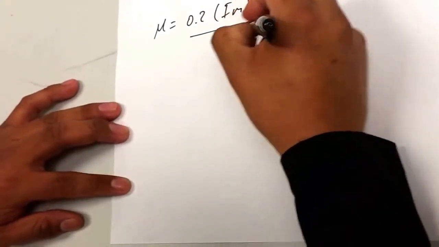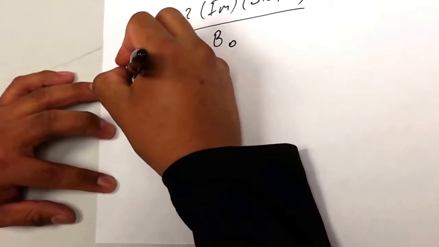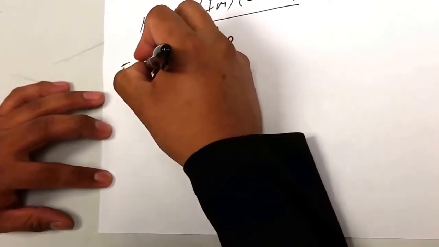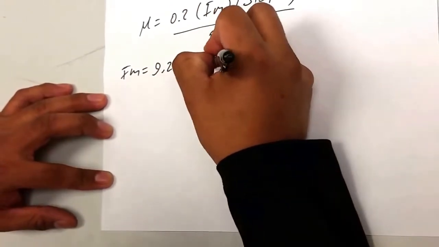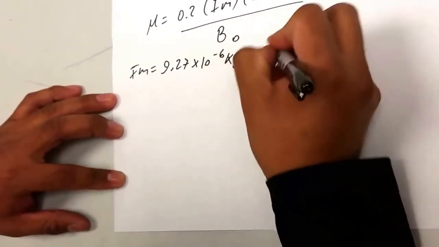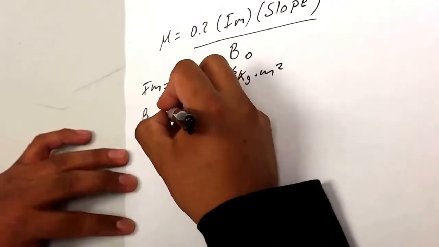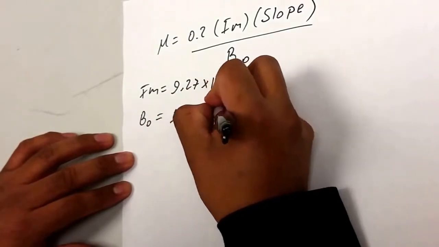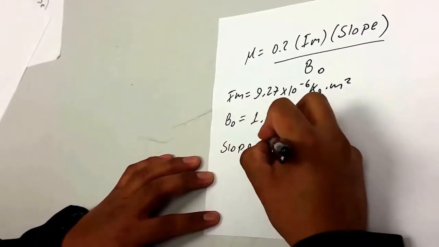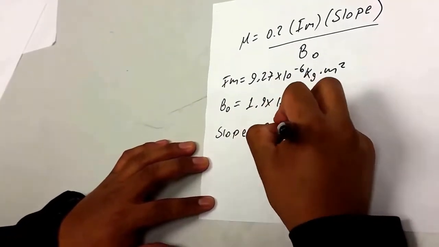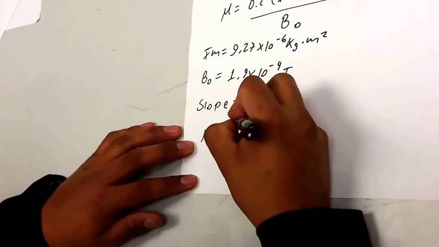Now the value for the moment of inertia that we just solved is equal to 9.27 times 10 to the negative 6 kilograms times meter squared. And for our magnetic field, it's equal to 1.9 times 10 to the negative 4 Tesla. So the slope equals 20.45. Now we're going to input them into our equation to find our mu.